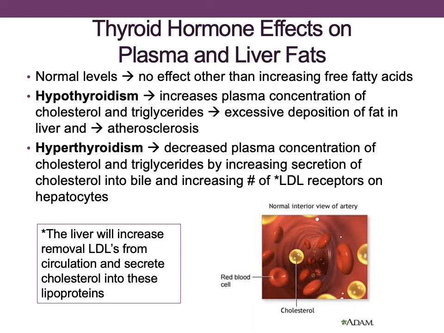In the case of hyperthyroidism, you'll have a decrease of plasma concentration of cholesterol and triglycerides by increasing secretion of cholesterol into the bile and increasing the number of LDL receptors on the hepatocytes. The liver will then increase LDL removal from circulation and secrete more cholesterol into these lipoproteins, thereby further reducing their circulation.